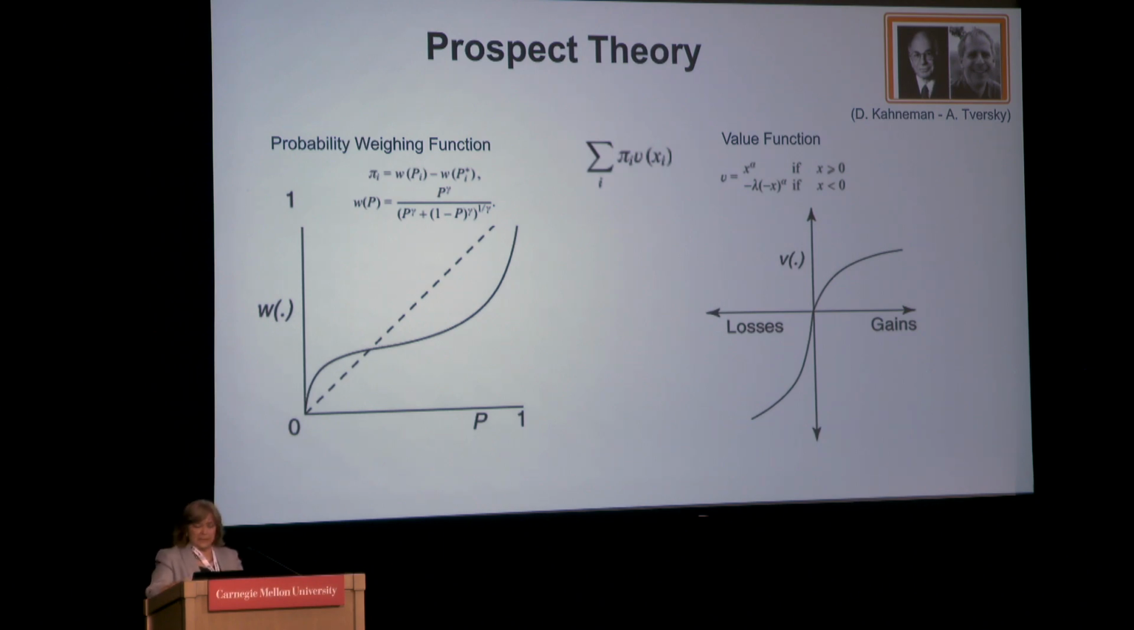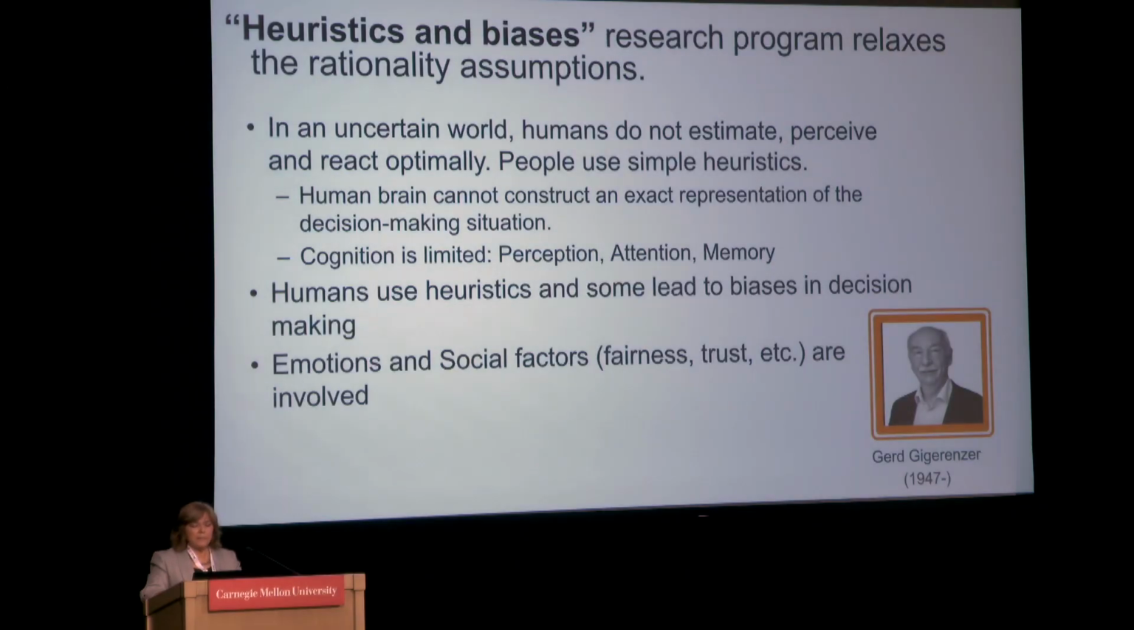And of course, this theory has been validated greatly, very robust in many different experiments, but usually those are experiments that are based on descriptions. So you are provided with explicit options, explicit probabilities, explicit outcomes.